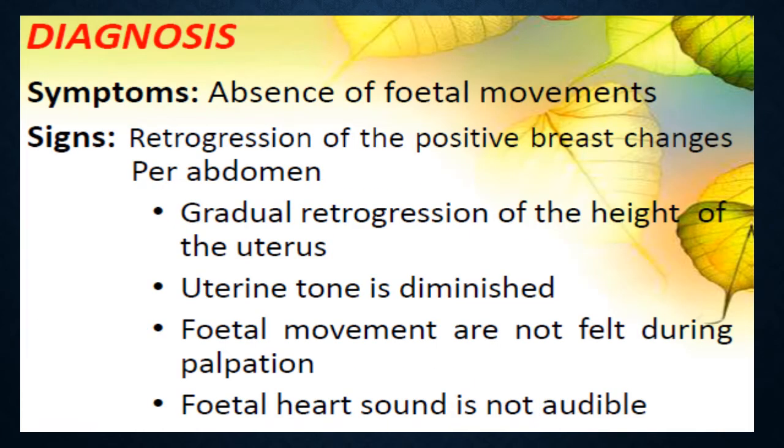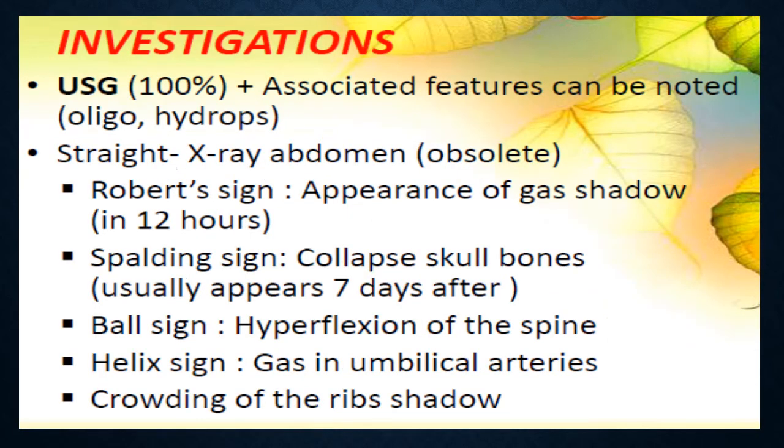The diagnosis is mainly presented by absence of fetal movement. Then the signs are retrogression of the positive breast changes, per abdomen gradual retrogression of the height of the uterus, uterine tone is diminished, fetal movements are not felt during palpation, and fetal heart sound is not audible. You can diagnose it 100% by ultrasound. You can also diagnose if there are any associated features like oligohydramnios or hydrops.